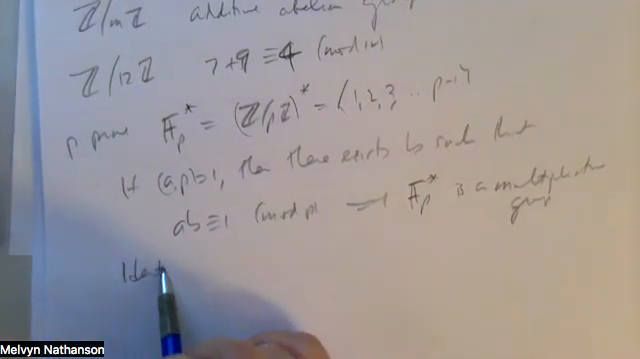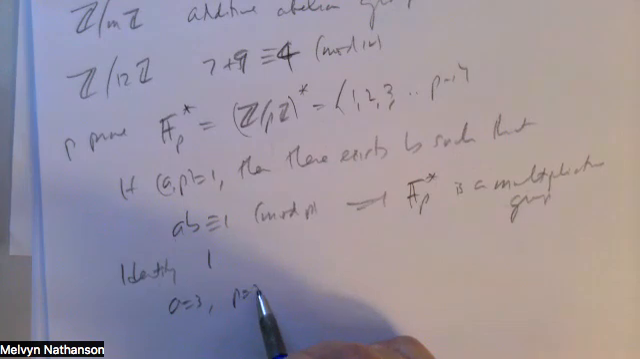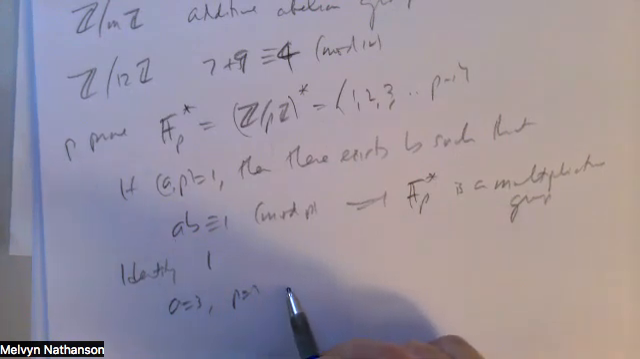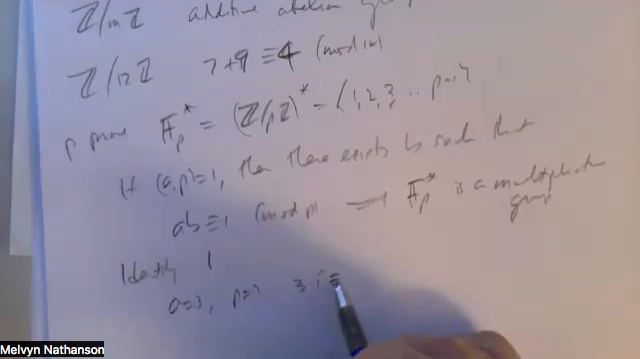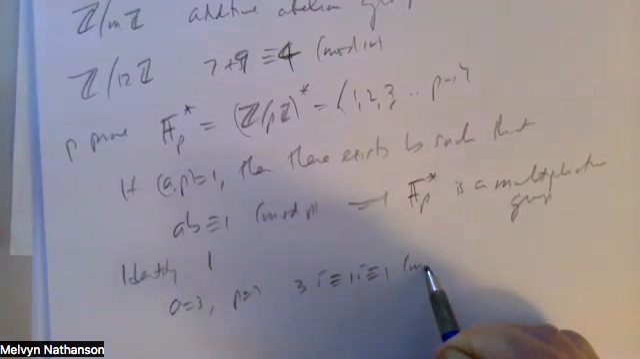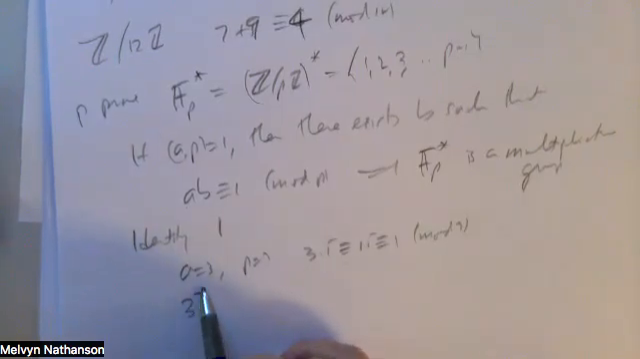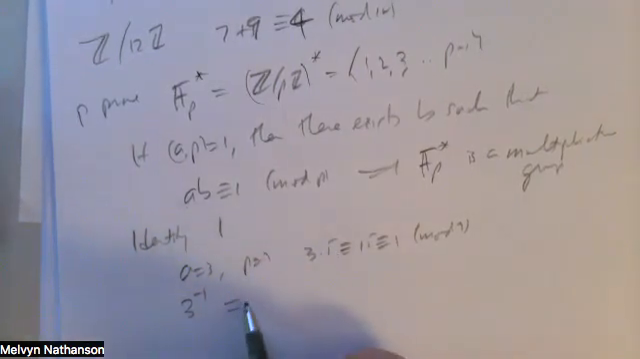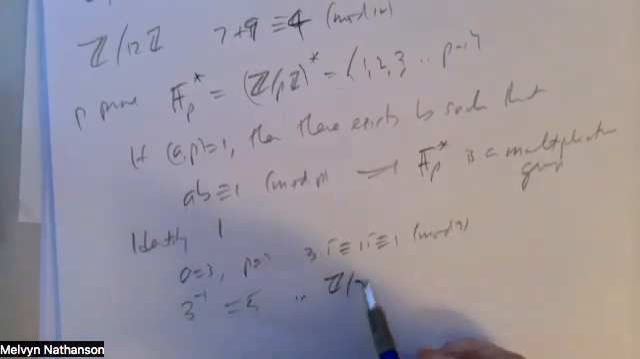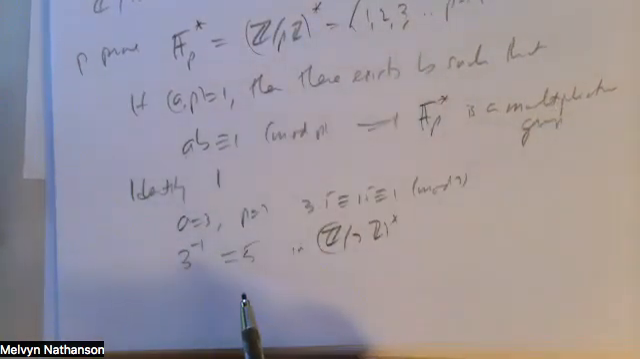The identity is just the congruence class of 1. Multiplication is associative. This says A has an inverse. So for example, if A is 3 and P is 7, we have 3 times 5 is 15, which is congruent to 1 mod 7. So the inverse of 3 is equal to 5 in (Z mod 7Z) star. And multiplication is abelian, this is commutative.